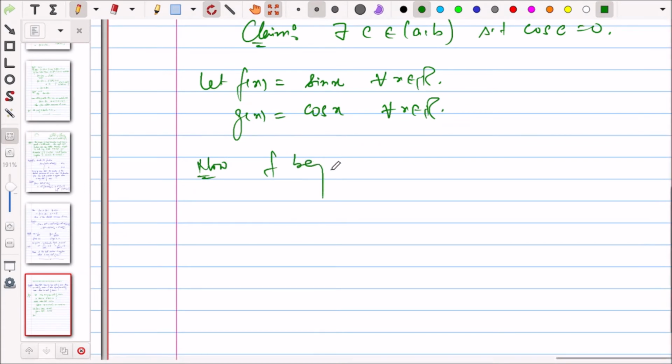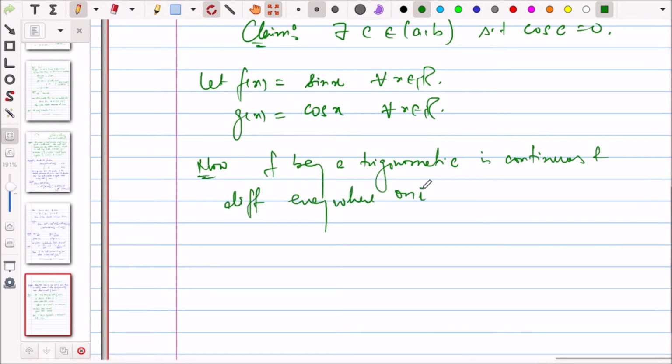Now, f being a trigonometric function is continuous and differentiable everywhere on its domain. ठीक है, अपने domain पे. So sin x का तो domain पूरा R है, तो पूरा R पे ही. But trigonometric function, क्योंकि कुछ trigonometric function ऐसे होते हैं जिनका domain पूरा R नहीं होता, तो जहां पे भी defined होते हैं वहां पे वो continuous और differentiable होते हैं.